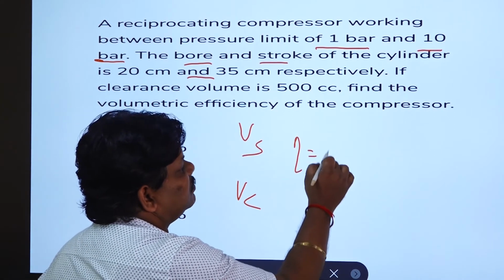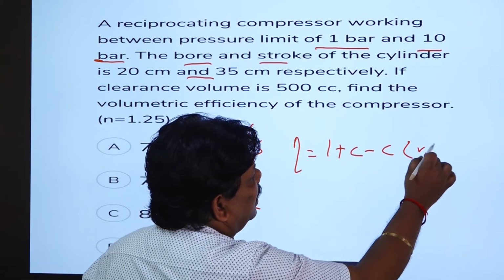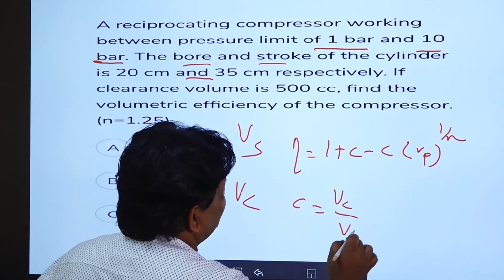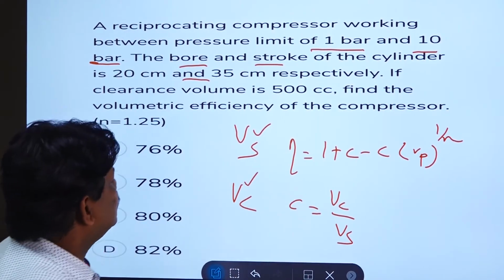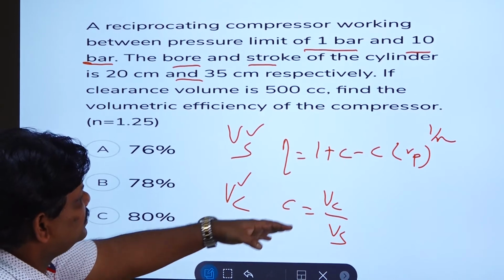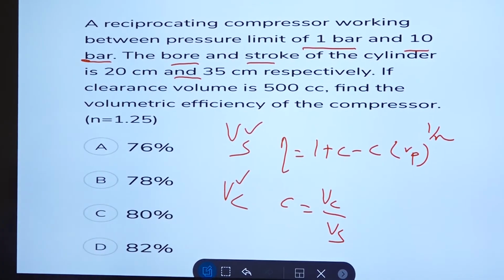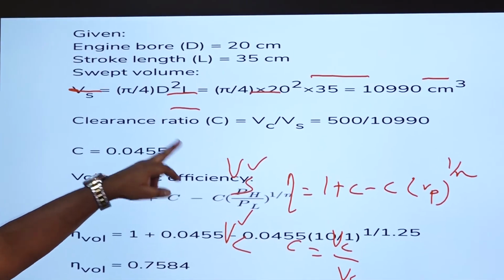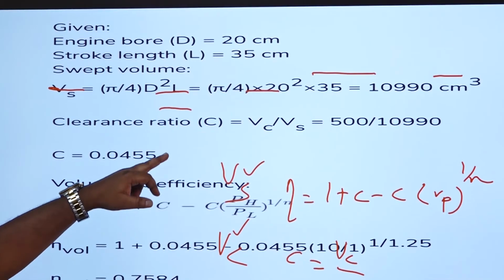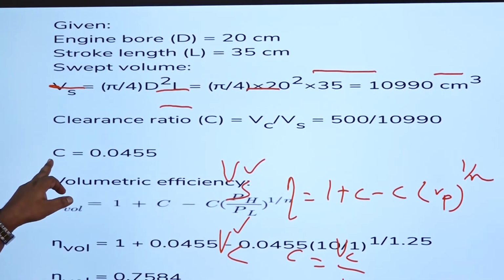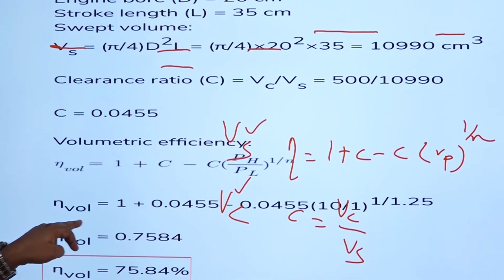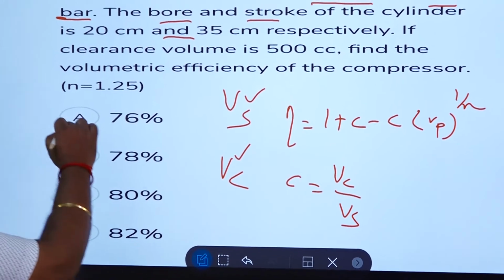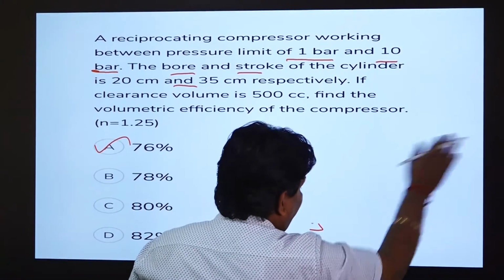So we know that eta is equal to 1 plus C minus C into Rp whole power 1 by N. This C is nothing but Vc by Vs. So if you find these two values, use the formula for Vs, then you can easily substitute here and find the efficiency. The same Vs is pi by 4 d square into L. The clearance volume ratio is known to you, so that is for Vc by Vs. So you can find the value of C, substitute in this equation, and you get the volumetric efficiency, which is 75.84, that is 76. So the option is C.